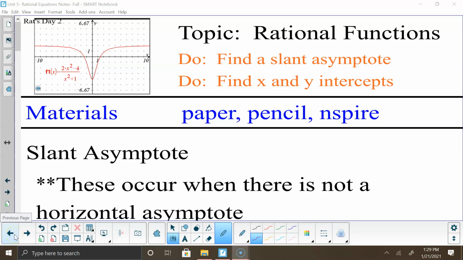The big thing we're going to cover is slant asymptotes, but we're also going to do a couple extra problems with graphing, just so we can make sure everybody's okay. Our unit with rationals is going to focus solely on finding different pieces about it and graphing it.